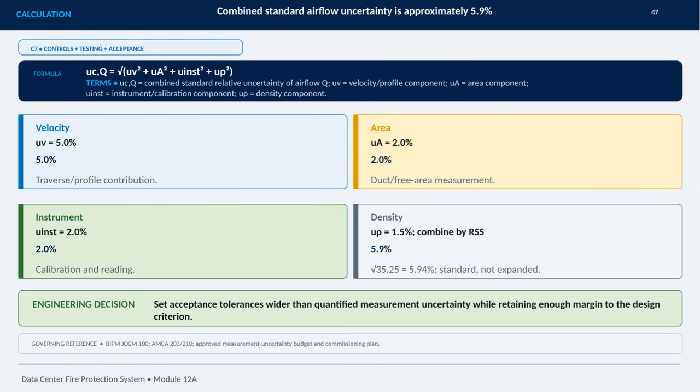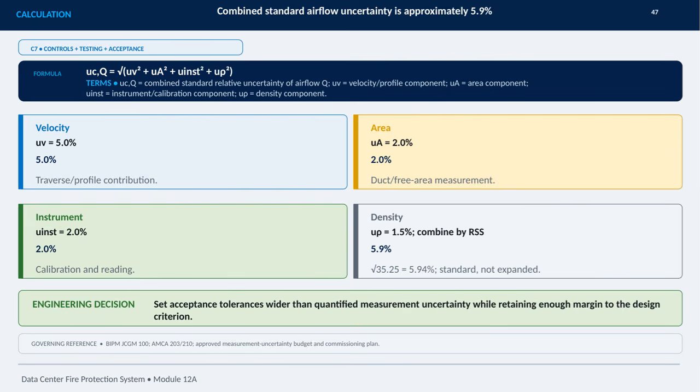The largest contribution is velocity, at 5%, reflecting how thoroughly the airflow profile is traversed. Area measurement contributes 2%, instrument accuracy and reading contribute another 2%, and density contributes 1.5%. Combining these by RSS gives a result of approximately 5.9%. The calculation shown, square root of 35.25, produces 5.94%, reported here as a standard uncertainty rather than an expanded uncertainty.